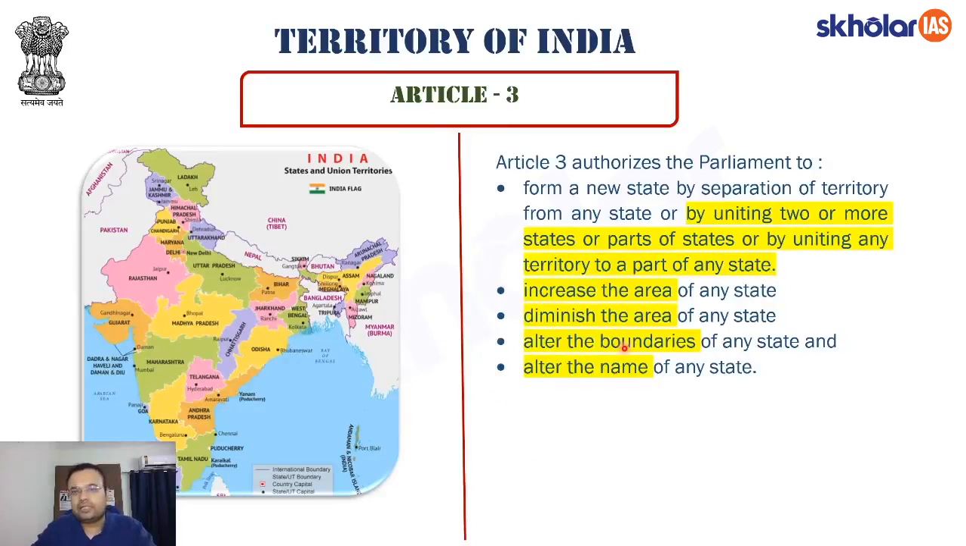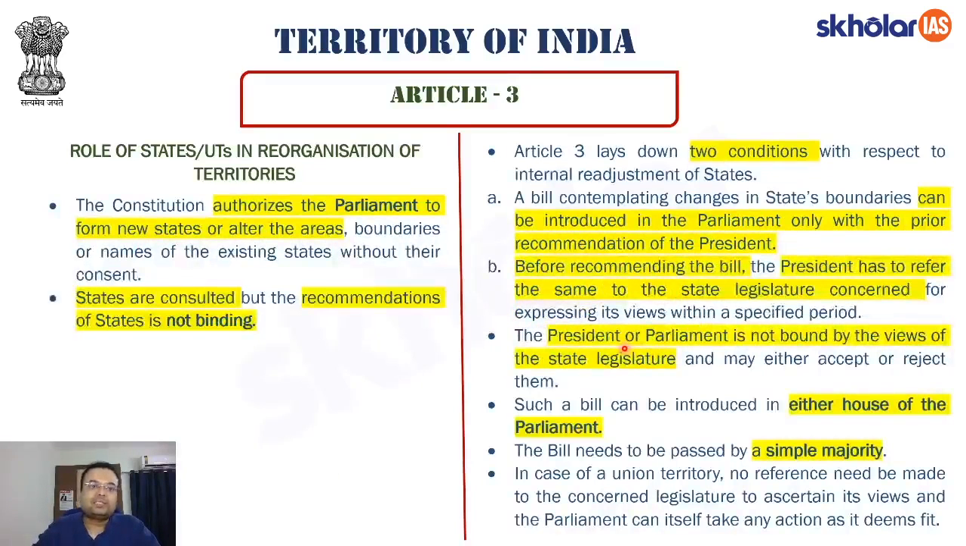We know some states have changed their names. The name of the state has changed. For example, Orissa has been changed to Odisha, and Assam has been changed to Asom, ASOM. So these are some changes which can be done by Parliament, and Article 3 authorizes Parliament to make those changes. Then we come to what exactly are the roles of states and UTs in reorganization of territories.